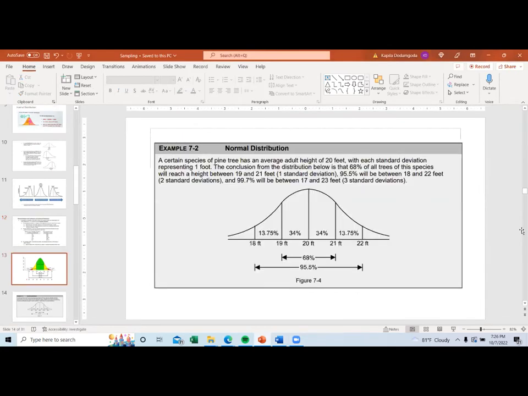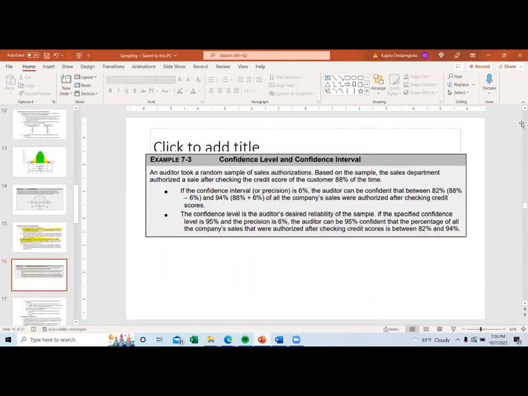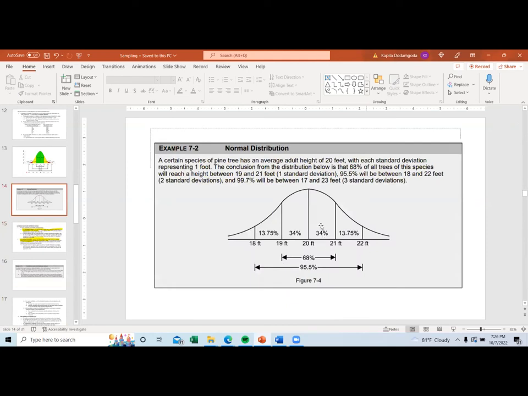Right. So this is where we were. Remember, this is also the same scenario. Say 20 feet is the mean and the standard deviation is 1 foot. So 20 plus 1 is 21, 20 minus 1 is 19. The 68% confidence interval is 19 feet to 21 feet. There is a 68% chance that the actual population mean is between 19 and 21 feet.